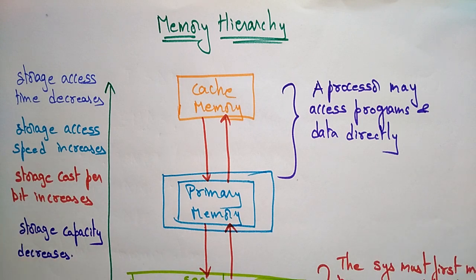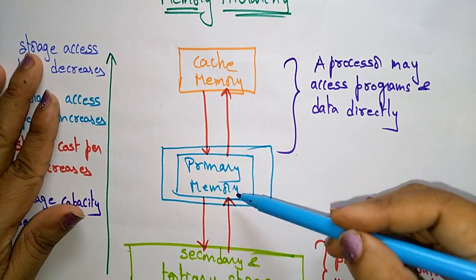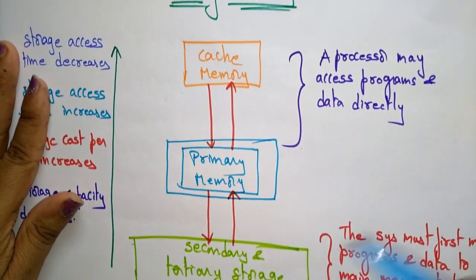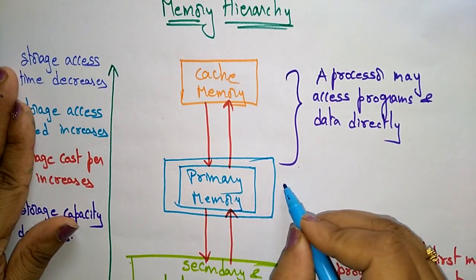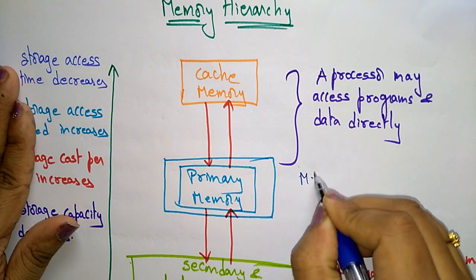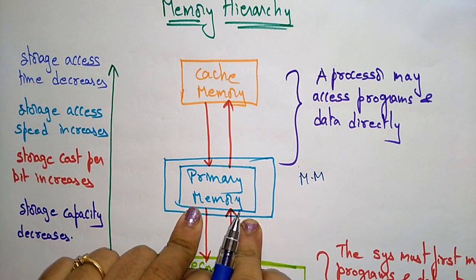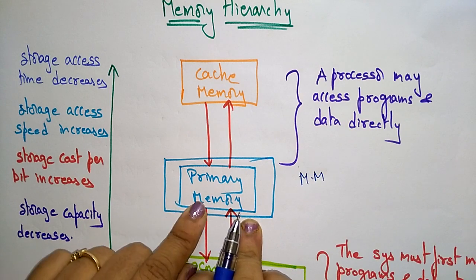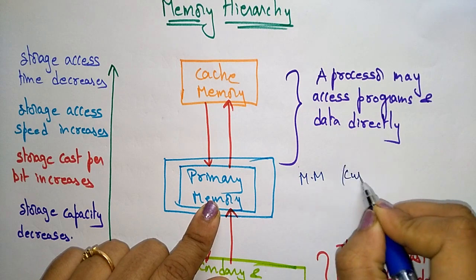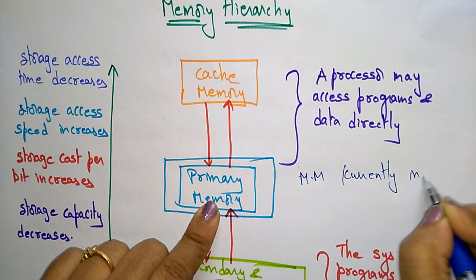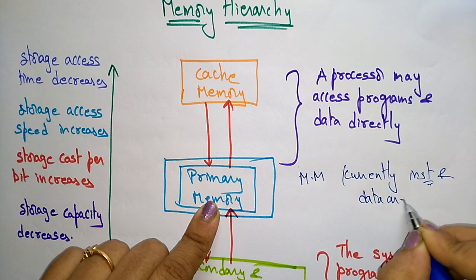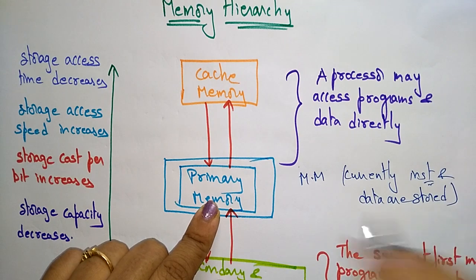The memory hierarchy can be considered as three types of memories: the cache memory, primary memory and the secondary storage memory. The primary memory is also called the main memory. Let me write with pen. This is the main memory. It should store currently needed program instructions and data only. Only the current program instructions and data are stored in main memory.